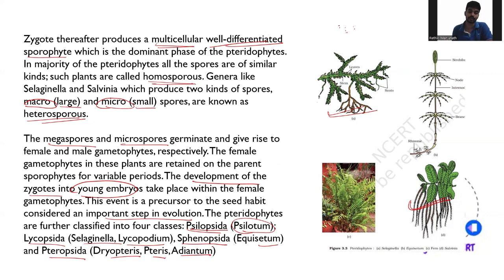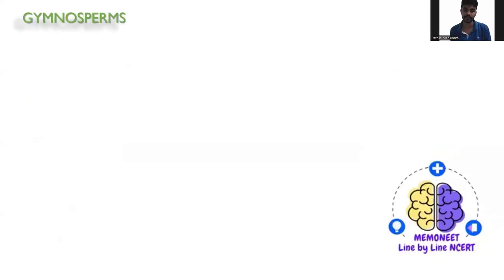So this is all about the pteridophytes and the development of the pteridophytes. After the pteridophytes, the next one is the gymnosperms. So what about the gymnosperms?